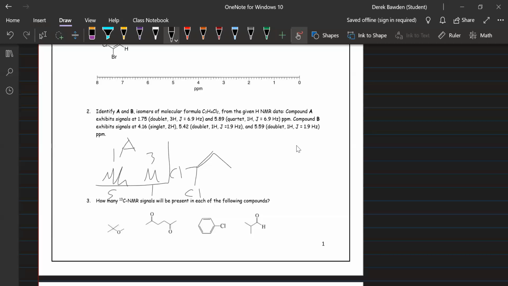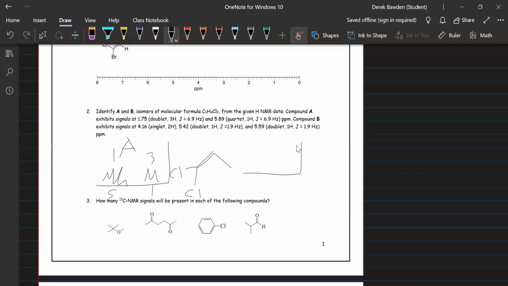Okay, and that can be applicable for any NMR data, right? Like if we're given the right stuff. Yep. If you're given the chemical formula, you can find out how many degrees of unsaturation. Cool. So let's do B now.